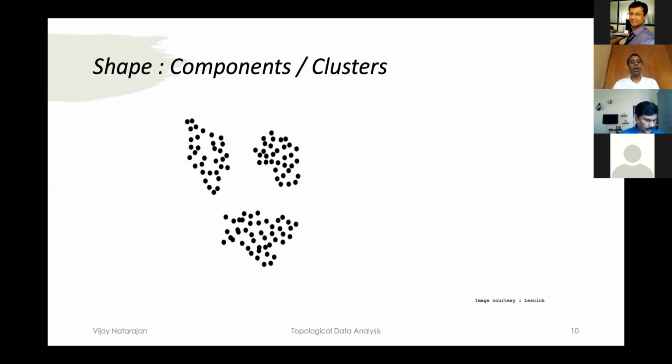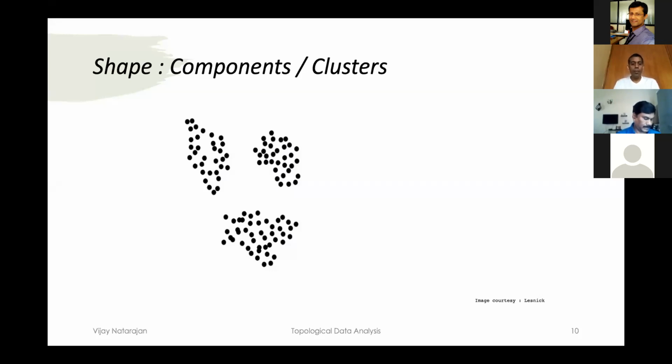If you have dealt with high dimensional data, you try to do clustering. Now here what you see is very clear clusters. There are 3 different clusters. So this is one way to talk about the shape of your data, or connectivity of your data.